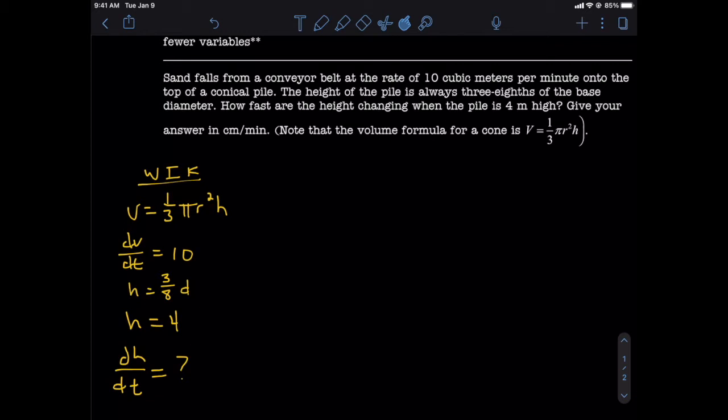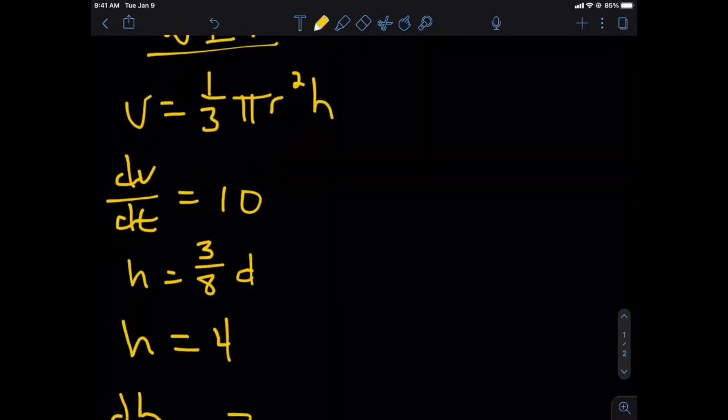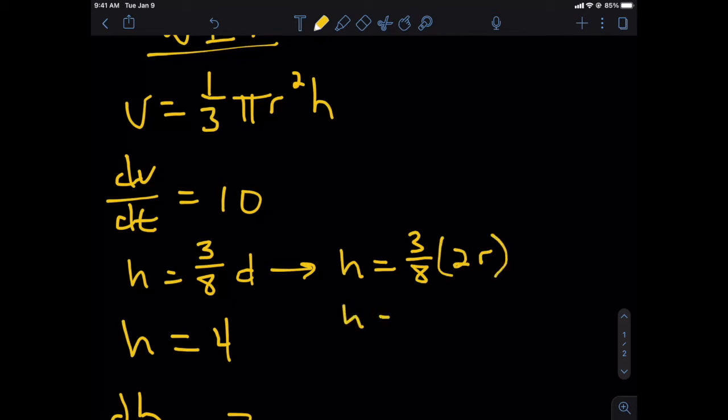Well, we need to somehow get the r in the volume equation into something that has to do with h's. And we're going to get there by using the h is equal to 3/8 d that was given to us in the initial situation. Follow along. So first things first, I know that the diameter is equal to twice the radius, so I can rewrite my formula in terms of r as 3/8 times 2r. A little simplification will get us the much nicer h is equal to 3/4 times r.